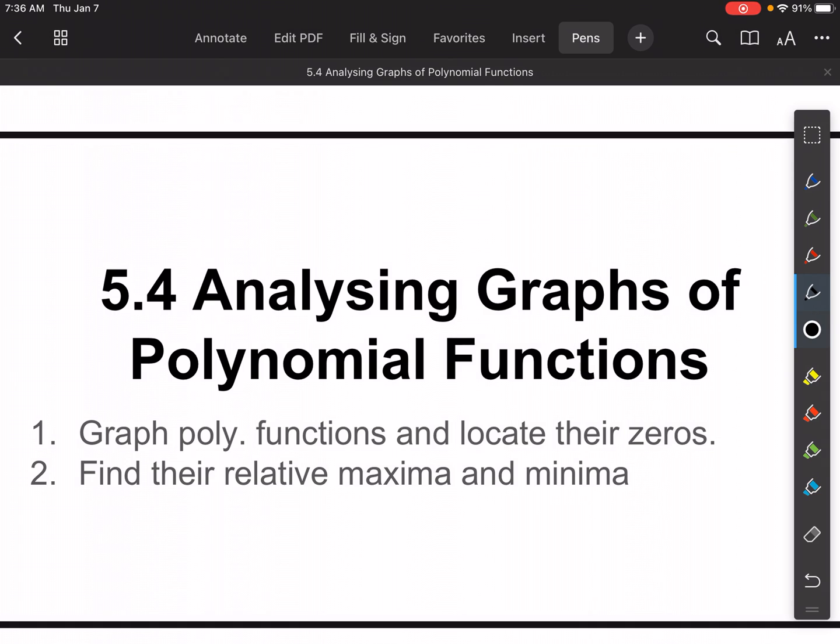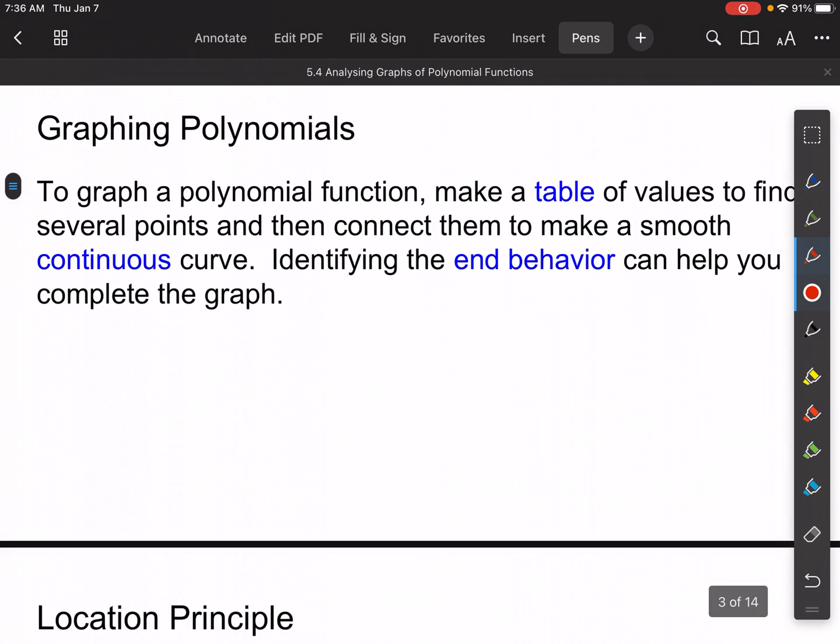So we're going to graph polynomial functions, locate their zeros, and find their maximum and minimums, their relative maximum and minimums. So what that means is, if you have a picture of a graph that looks something like this, the relative maximum is going to be like this place. It's going to be like a peak, and the relative minimum is going to be a valley. Okay, and then the zeros are going to be, again, the places where the graph crosses the x-axis. Okay, so let's look at that.